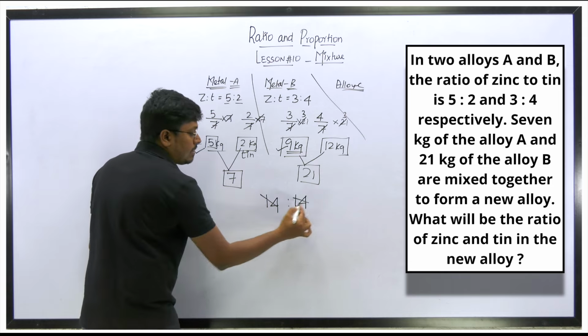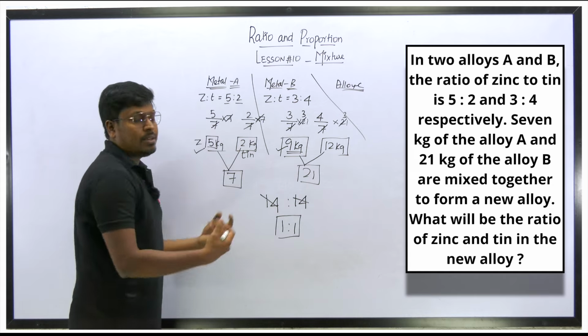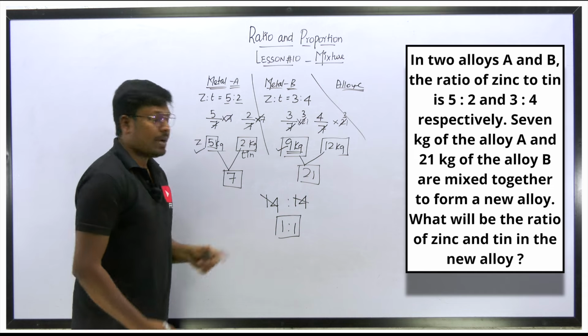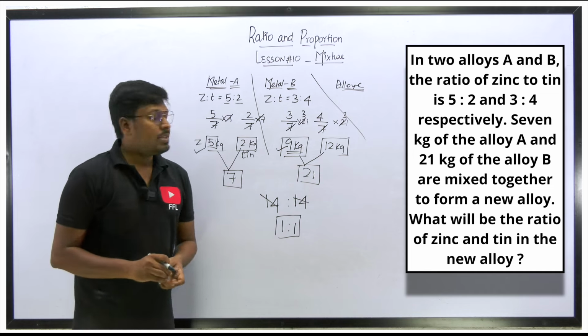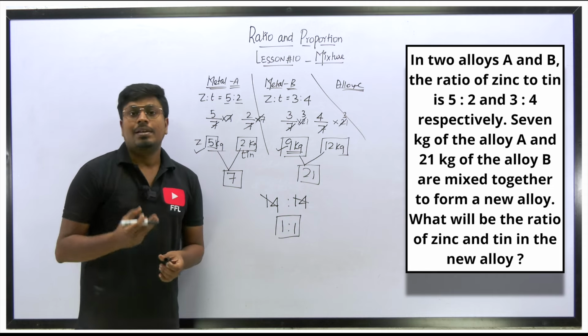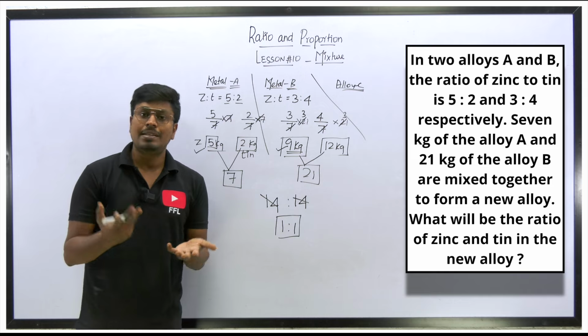Now we can cancel it to 1:1. So finally we can say that in the new mixture, zinc and tin are in the ratio 1:1. Understood or not? I have solved this question very slowly, so try to understand the concept. It's not a new concept. It's the concept that we learnt already.